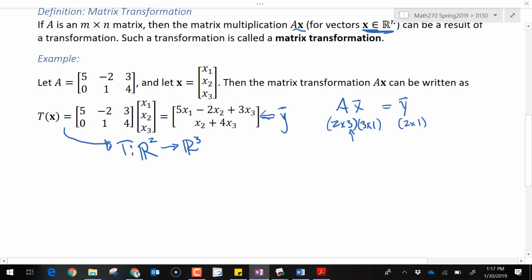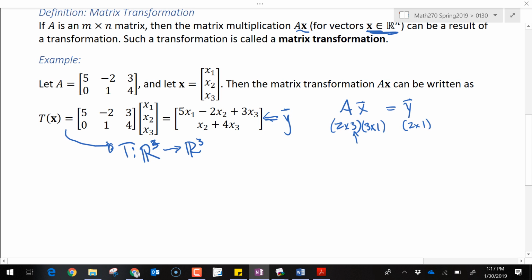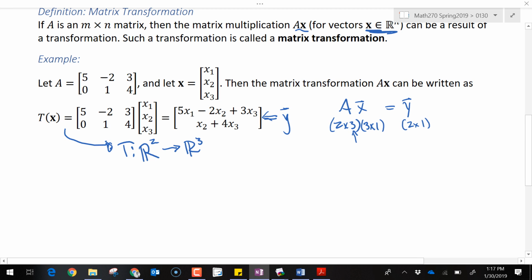So look at the way the transformation is written, going from R what to R what, and then look at the dimensions of the matrix. Make that connection now. It's always going to be like that. Oh, I guess this should have been backwards, huh? It should be R3 to R2. Is that right? Okay, now look.